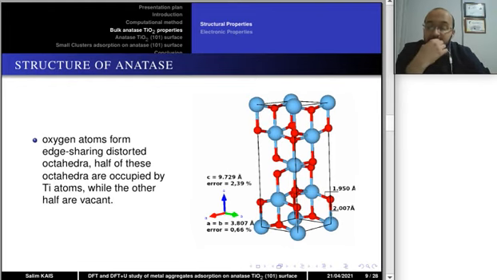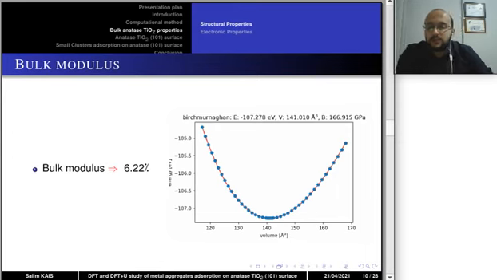photocatalytically active titania polymorph, it exhibits a tetragonal crystal structure where oxygen atoms form edge-sharing distorted octahedra. Half of these octahedra are occupied by titanium atoms, while the other half are vacant. The lattice parameters of bulk anatase titania were calculated close to the experimental values, with a relative error of 0.66% and 2.39% for a and c respectively. The bulk modulus of anatase was calculated with an error of 6.22% relative to the experimental value.